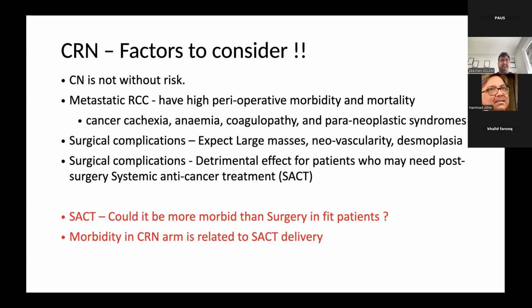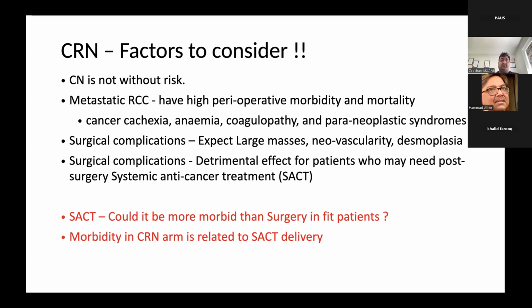And the factors that I would consider as a matter of course: first, keep in mind cytoreductive nephrectomy is not a risk-free procedure. It may be more complex than a standard nephrectomy, and in the laparoscopy talk at the last session, I may have stressed that they have more desmoplastic reaction, more angiogenesis, and are generally slightly bigger masses. Metastatic cases generally have higher perioperative morbidity.